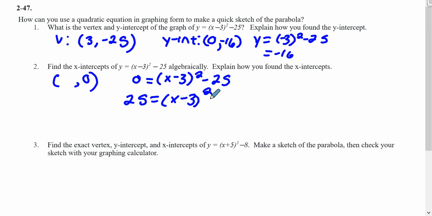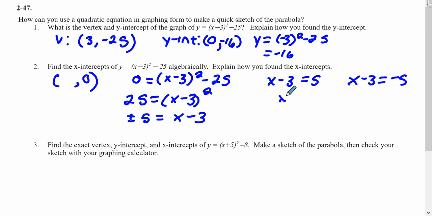Got to get rid of that square, so take the square root. What do you get when you take the square root of both sides? Good, positive and negative 5. So then you have two equations. I'm just going to separate these out so you can see them: x minus 3 equals 5, and x minus 3 equals negative 5. Add the 3 to both, and you get your two different x-intercepts: (8, 0) and (-2, 0).